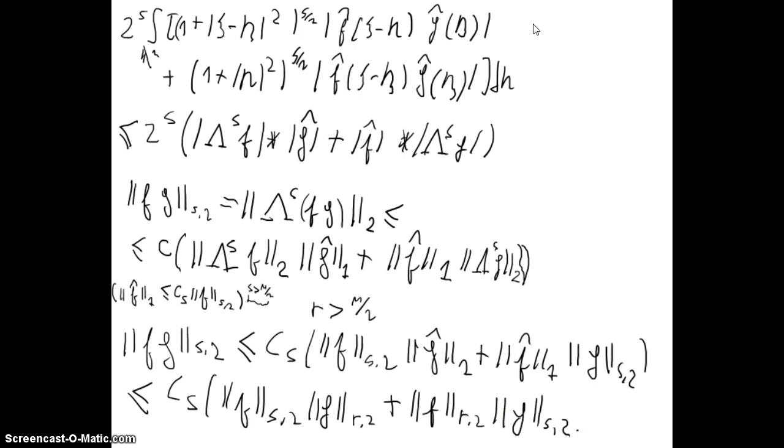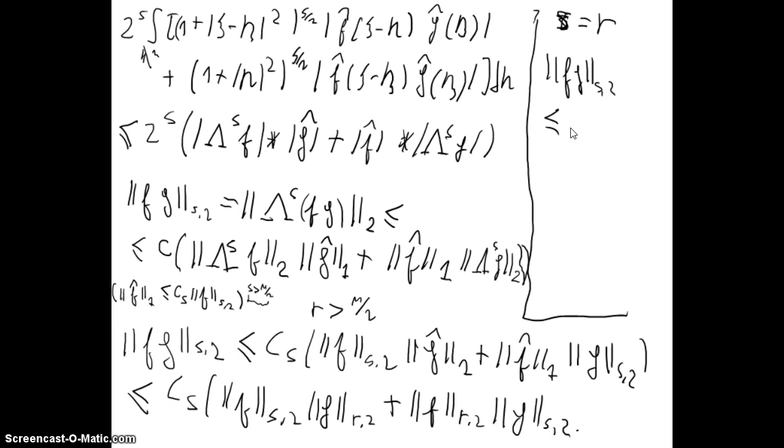Okay, so if we make now s equal to r, then we will have that the norm of fg in H^s is less than or equal to, well, we can say 2C_s, this is another constant, times the norm of f and the norm of g, both in H^s. Okay, that is what we wanted to see.